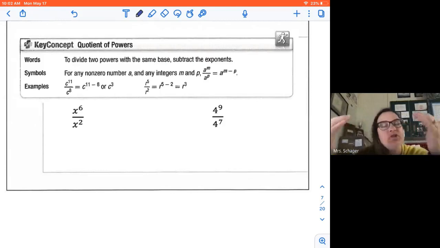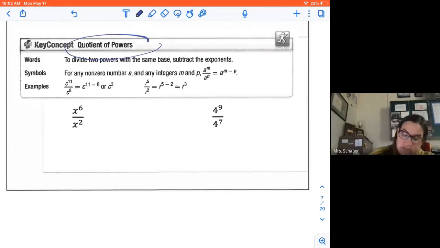We're dealing with division properties of exponents. Again, keeping with that theme that we really want to keep them simplified. So now what we're going to be doing is dealing with division. So when I look at this particular problem, we're dealing with quotient of powers. Quotient is the answer to a division problem.